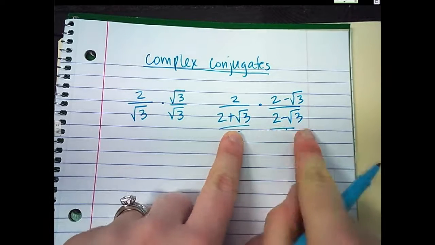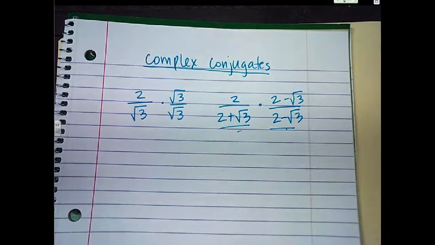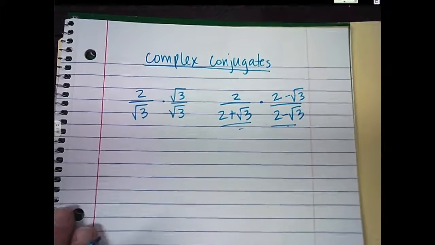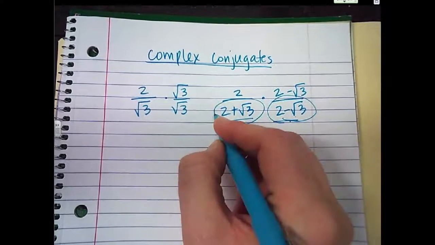And why do I do that? Why am I multiplying by this? To get rid of the radical. Okay? One relates to conjugate. Yes, this is the conjugate of this.